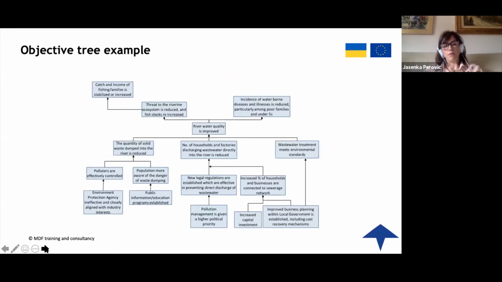It is very simple, like the problem tree, but the phrasing is positive. So it is translated from the negative into a positive situation. But once you have all of this, even the objective tree fully developed, it doesn't mean that your project will be all about this, because it can be too much. Maybe some things are beyond your control, you cannot deal with them as an organization, or they do not fit into the result chain of the call for proposal.